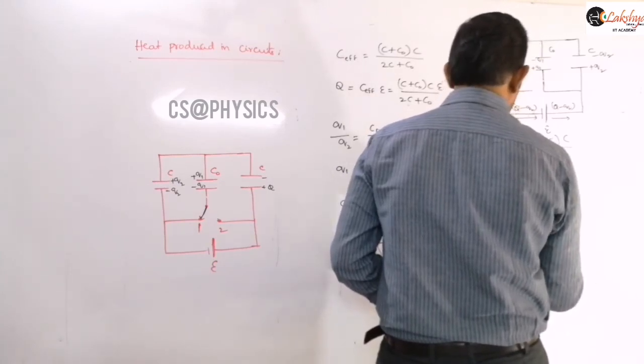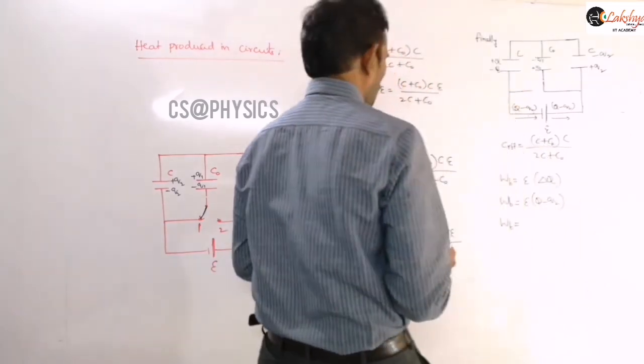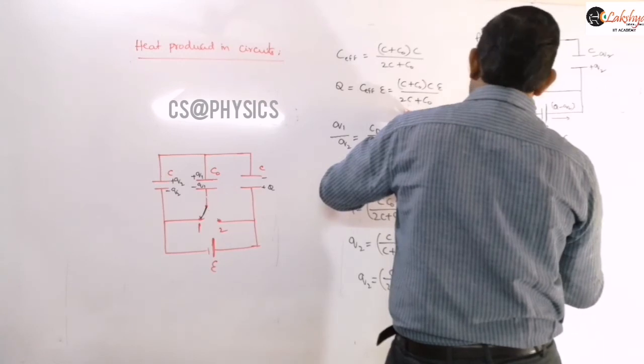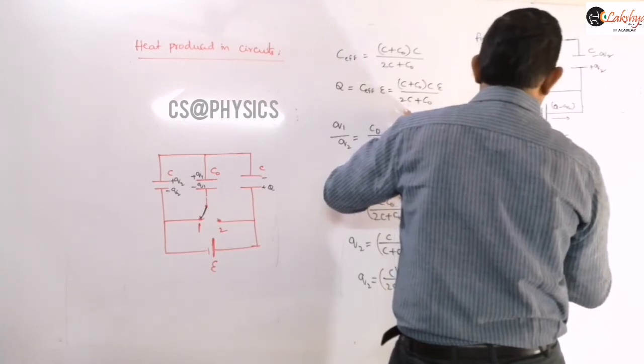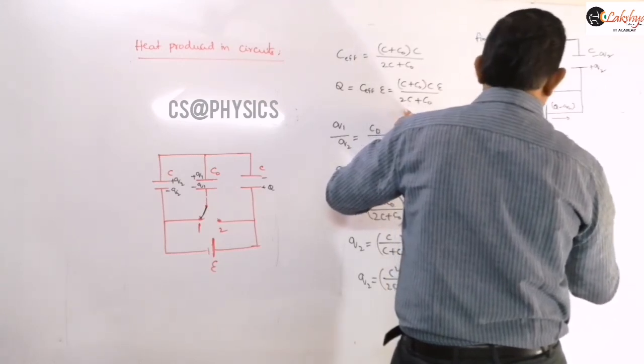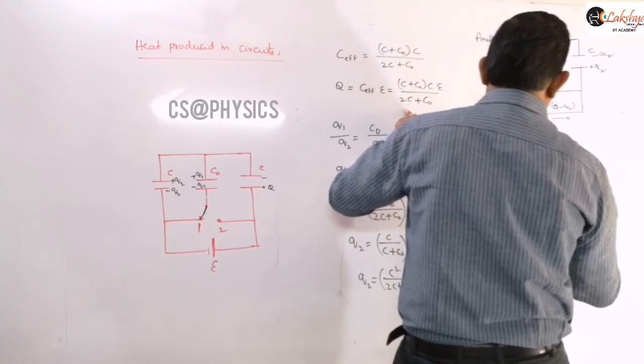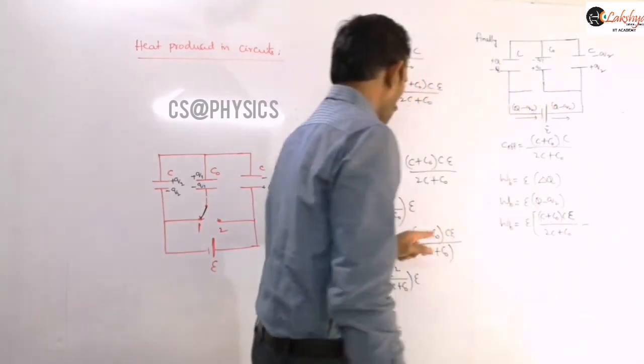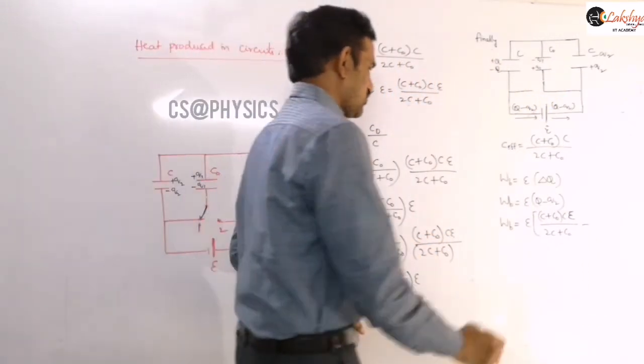So let us substitute those values here. That Q value, capital Q, is nothing but E into C plus C naught into CE by 2C plus C naught, minus Q2, which we calculated already. This is our Q2 value here.